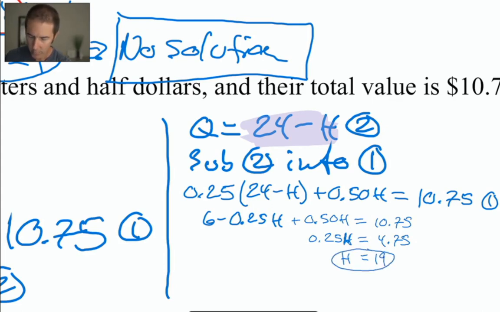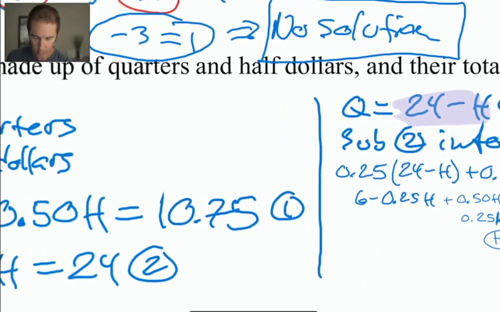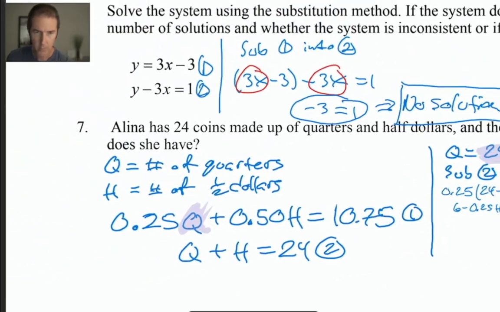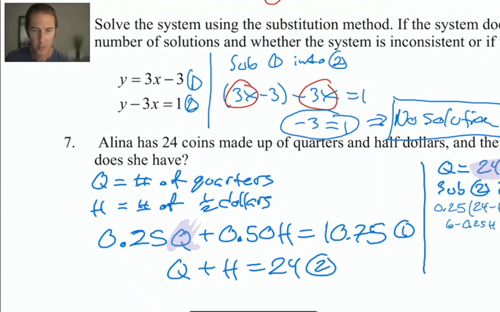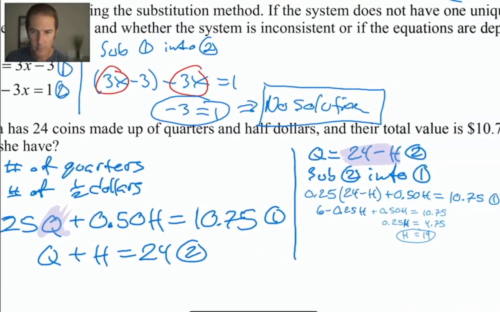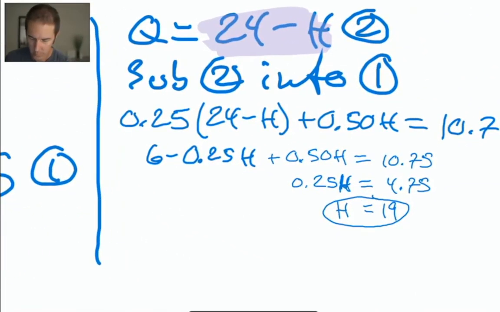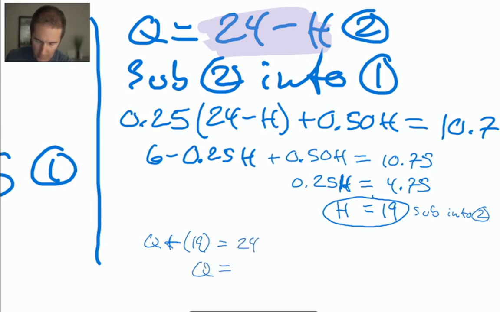So we have an H value, and now we can slide over and use, I'm so zoomed in, those equations got large, Q plus H equals 24. We'll substitute this into equation 2. Q plus our H value, which we now know is 19, is equal to 24. Subtract 19 from both sides to find out that she has 5 quarters and 19 half dollars.